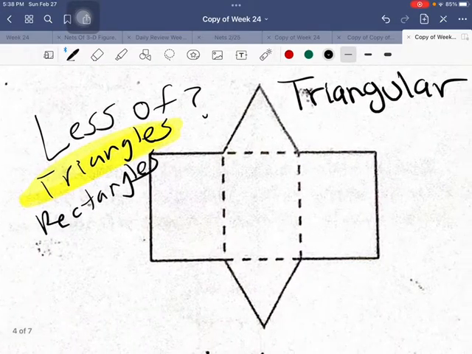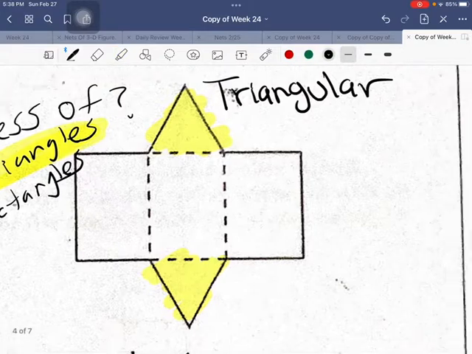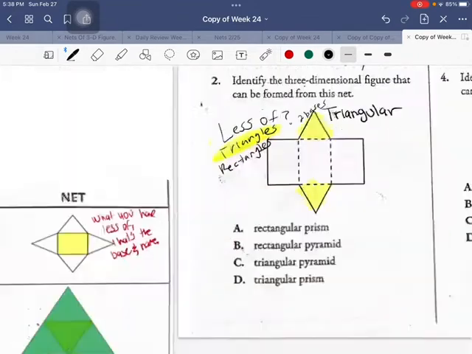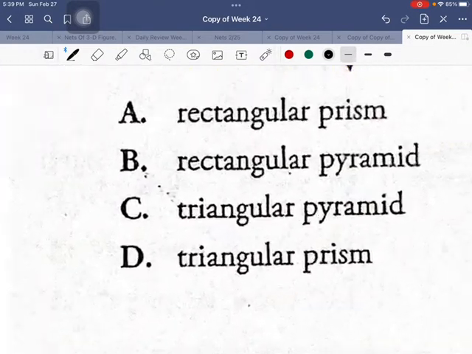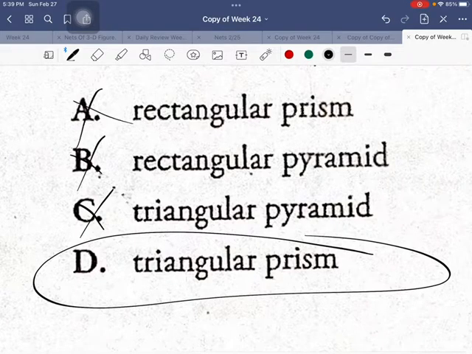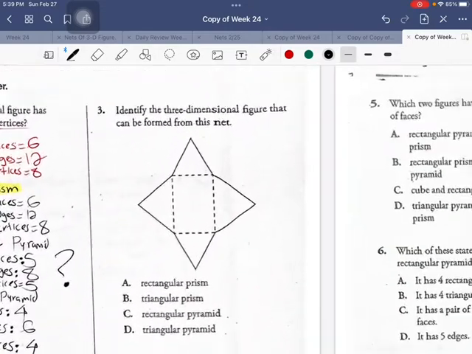How many bases do I have? Dos. That means 2 bases. It's going to be a pyramid or a prism. Exacto, a prism. Entonces, what's my answer? D. Muy bien. Next one. Vámonos. Hey. Not next page, next one.